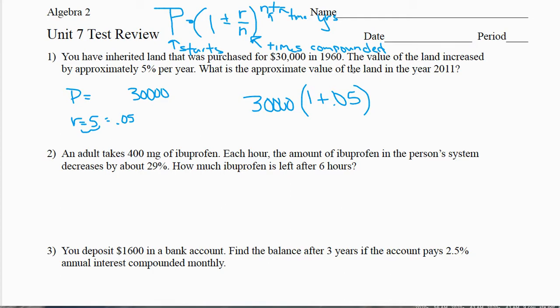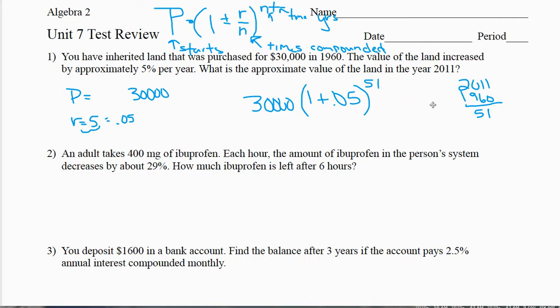So that's the biggest trick. We can't put 2011 and we can't put 1960. We actually have to do some math here. We have to determine 2011 minus 1960 and figure out how many years that is. And it should be 51 years. So our T becomes 51.